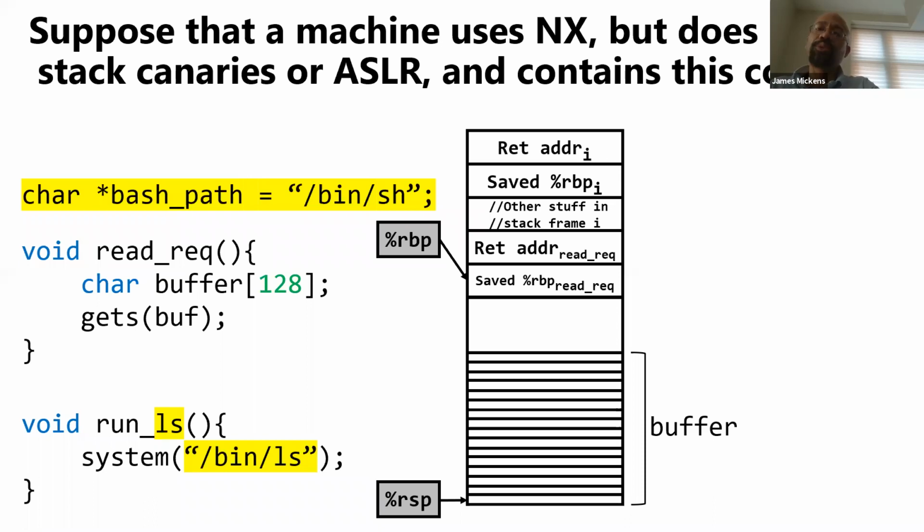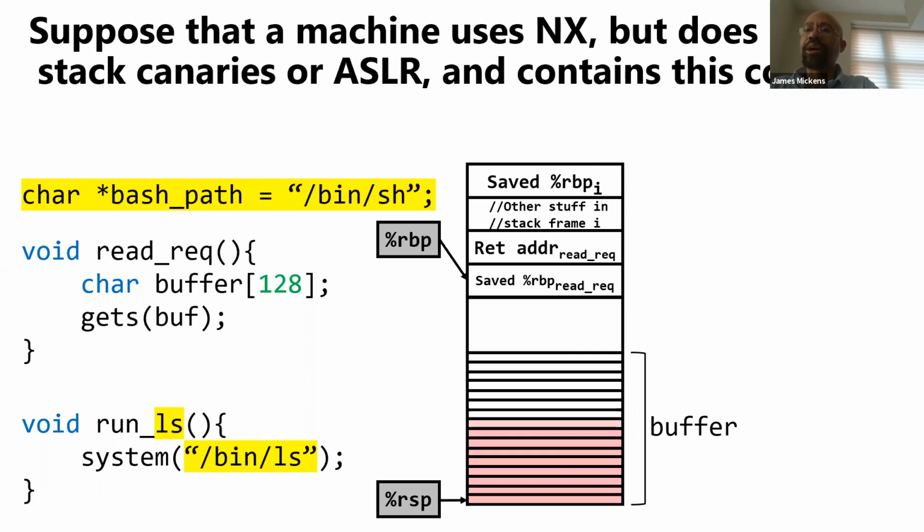So we don't have a direct call to system passing in the argument /bin/sh. But apparently the intern had one final act of revenge before they left. We do see that there is a global variable somewhere called bash path, which contains the string /bin/sh. So it's not being passed in to run ls, but this string exists in the address space. This should intuitively make us feel very uncomfortable. I will now make that uncomfortableness concrete.